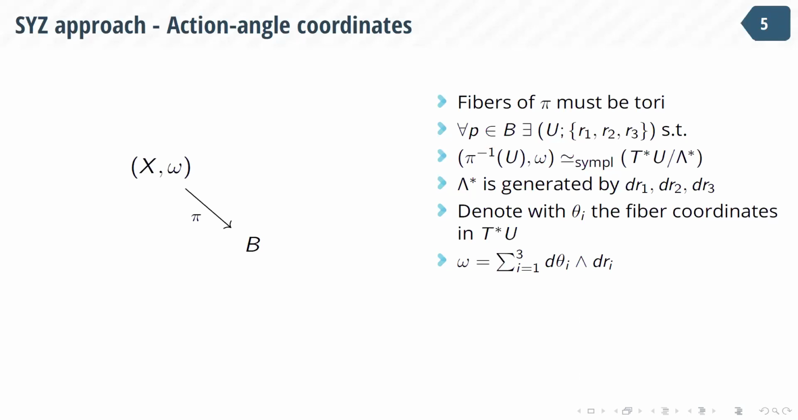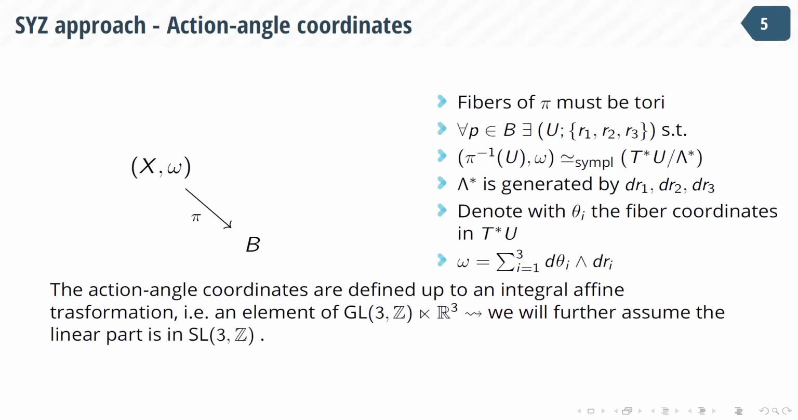One fundamental remark about the action-angle coordinates is that they are defined up to an integral affine transformation. That means that we are endowing the base of the fibration with an integral affine structure. In the following, we also assume that the linear part of this affine structure is in the special subgroup.